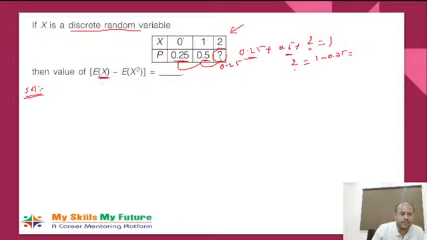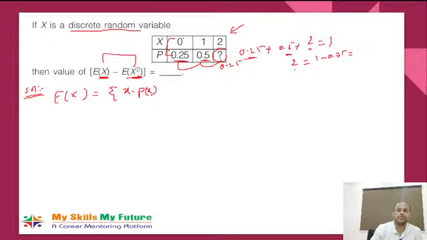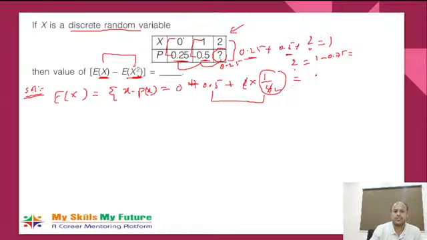Now first let me calculate E of x, then E of x square, then I will calculate the difference. What is E of x? Mean of x. How to calculate the mean of x? It is simply sigma x into p of x. Multiply the random variable values with the corresponding probabilities, then add them. So 0 into 0.25 is 0. 1 into 0.5 is 0.5. Plus 2 into 0.25, which I will write as 1 by 4. Now this is 0, this is 0.5, and 2 ones are 2, 2 twos are 4, so this is 1 by 2. So it is also 0.5. 0.5 plus 0.5 is 1.